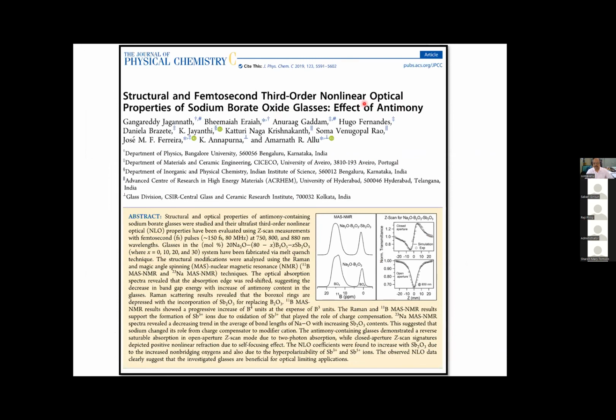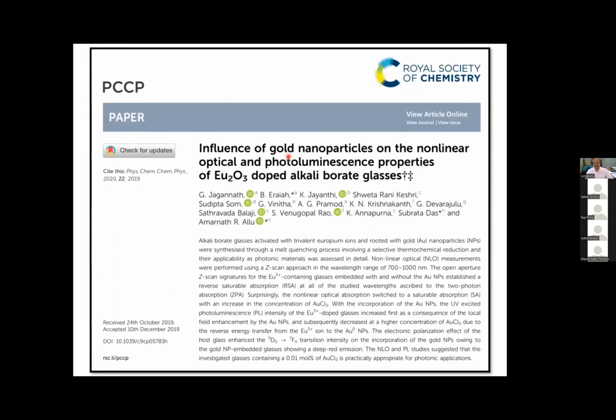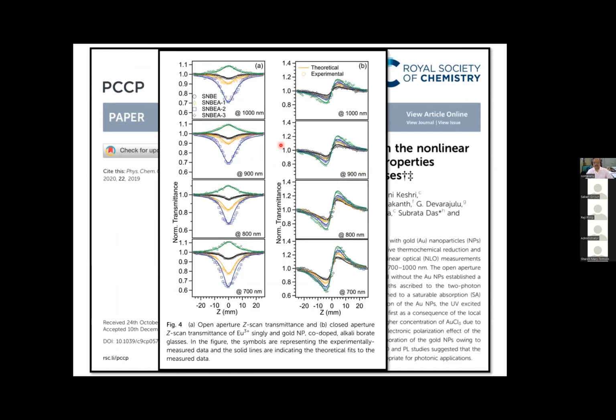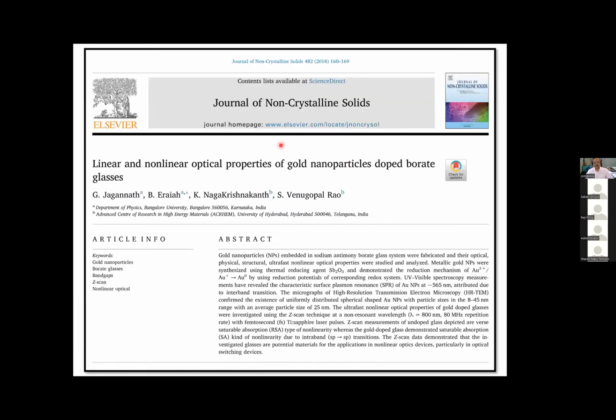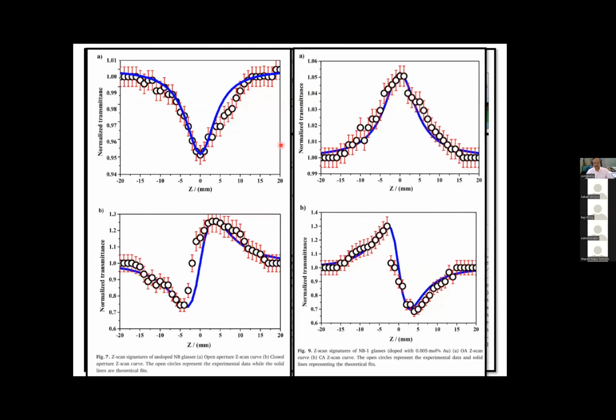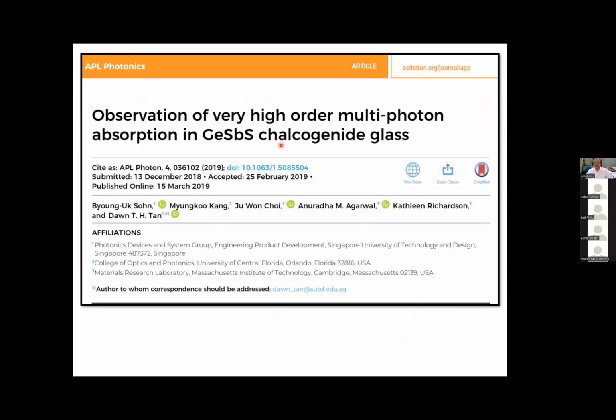We see what is the effect of antimony in this one, how the antimony affects the nonlinearity, how the gold nanoparticles affect the glasses, alkali borate glasses. In this case, europium is doped, and then different amounts of gold are put in. Again, we did a series of studies. A lot of new glasses were prepared and studied.